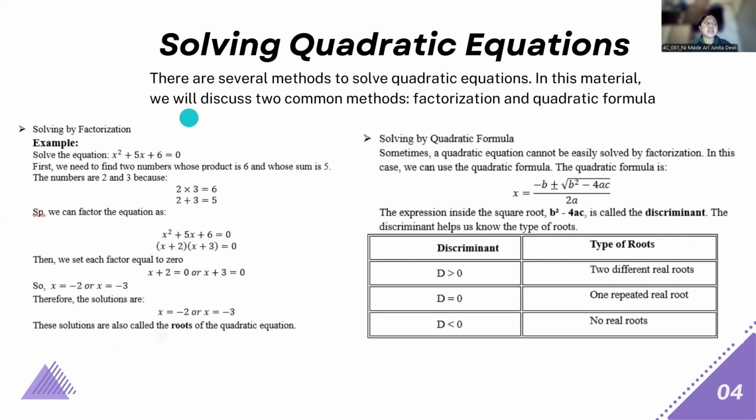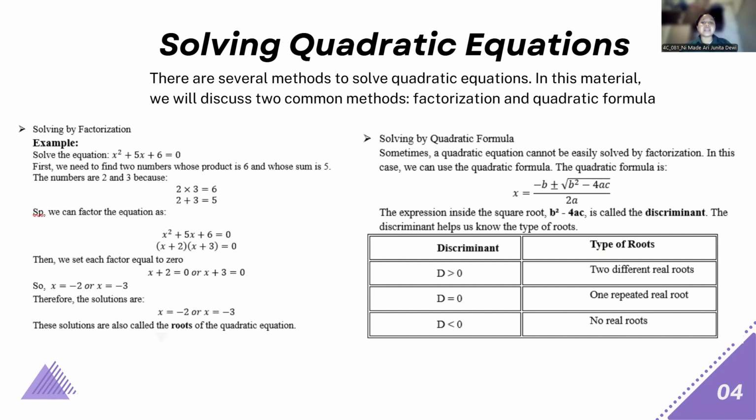On this screen, there is a problem: x squared plus 5x plus 6 equals 0. We will solve this equation by using factorization. First, we need to find the two numbers whose product is 6 and whose sum is 5. The numbers are 2 and 3, because 2 times 3 equals 6 and 2 plus 3 equals 5.